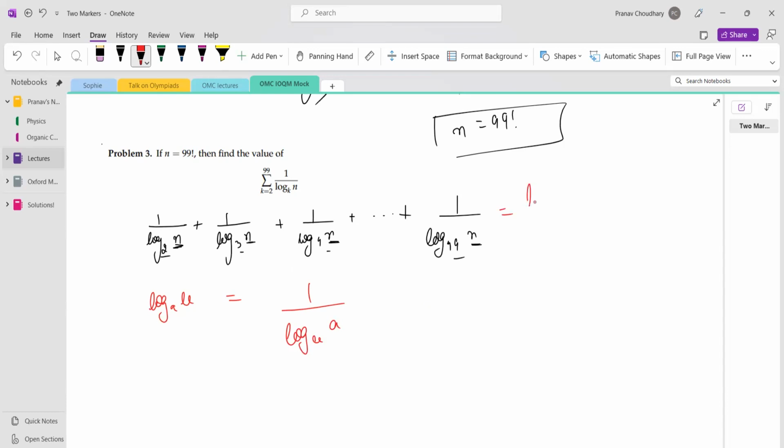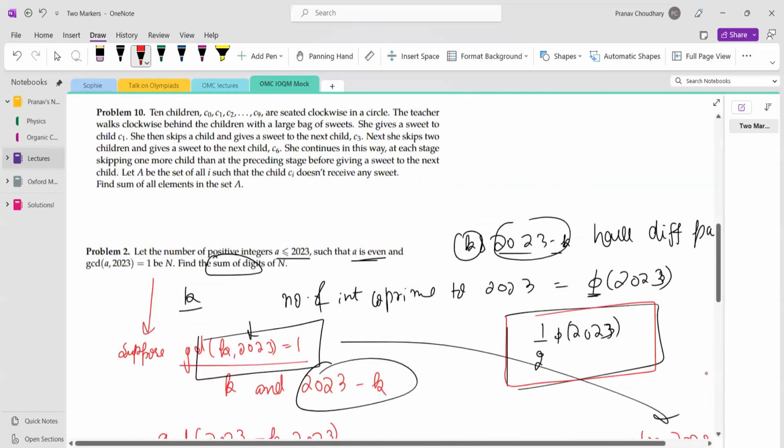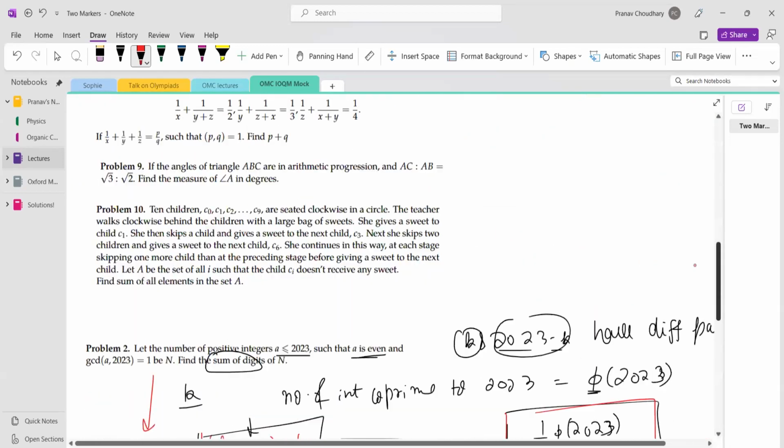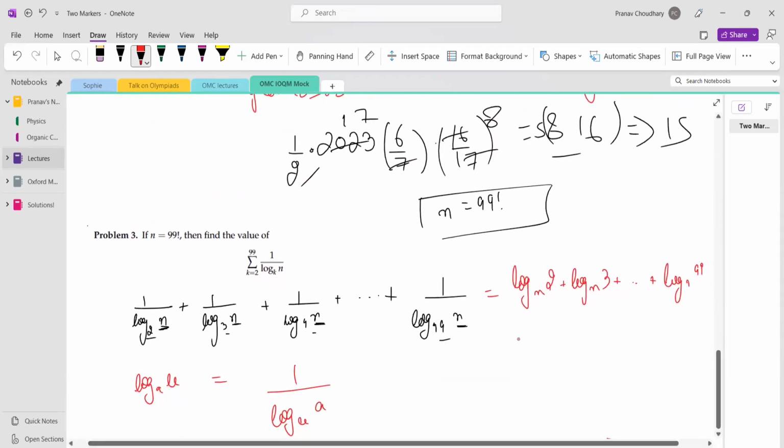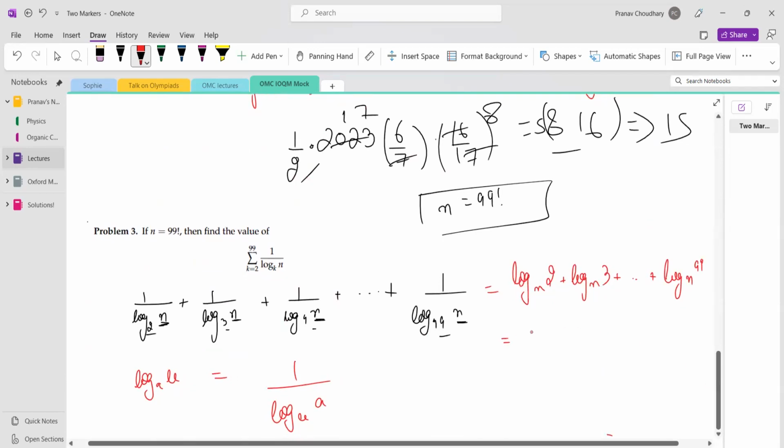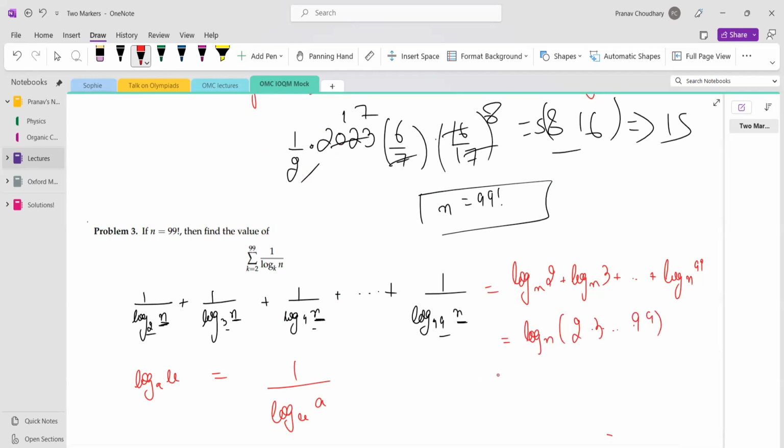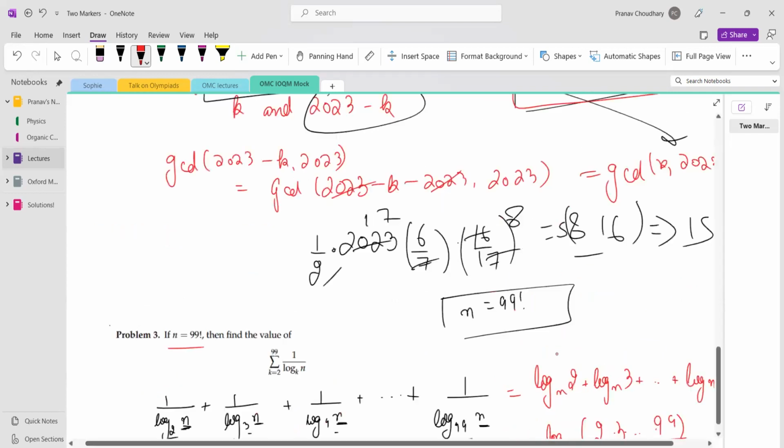So this thing would just be log of 2 base n plus log of 3 base n plus so on till log of 99 base n. And then log a plus log b with the same base is just the log of the product. So it's just log base n of 2 times 3 and so on till 99. So the numerator is 99 factorial, and the base, we are given, n is 99 factorial. This would be just 1. So the answer is 1.